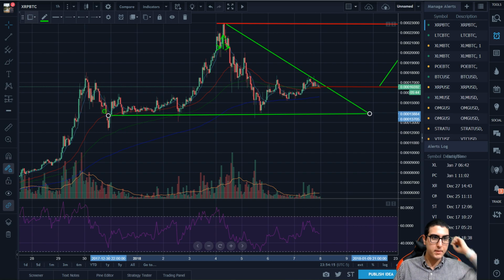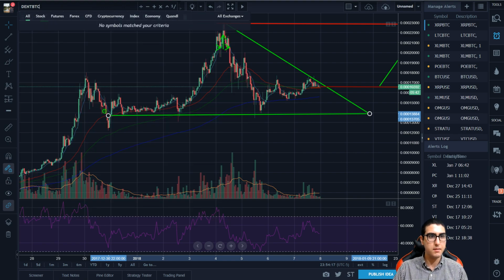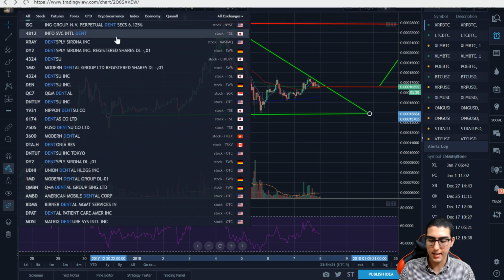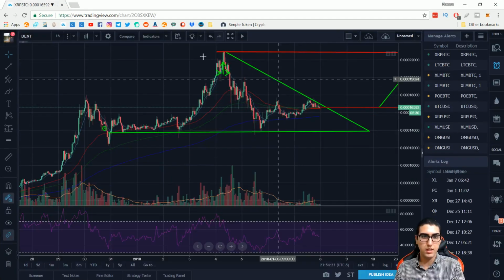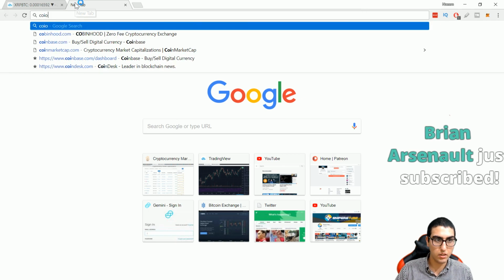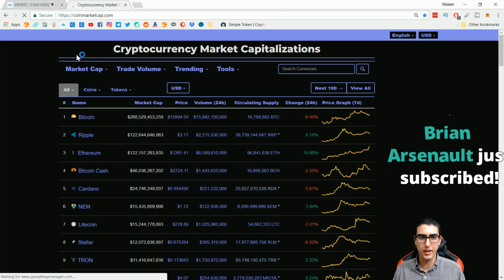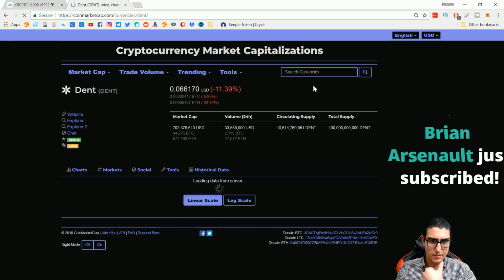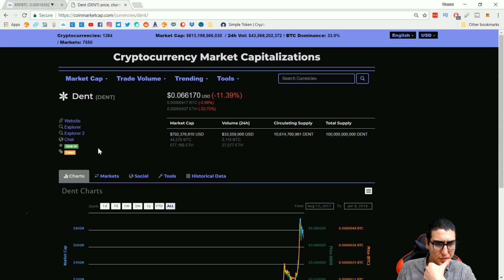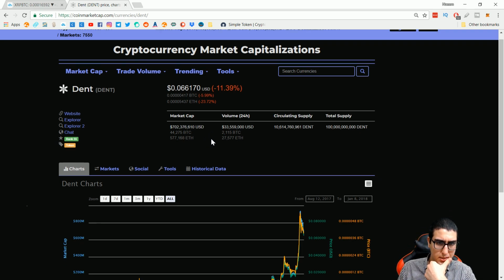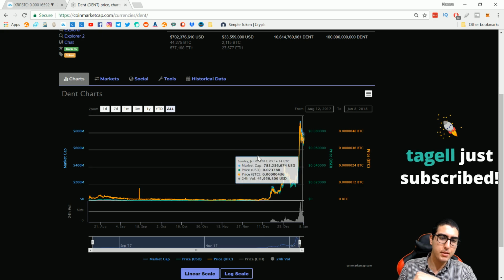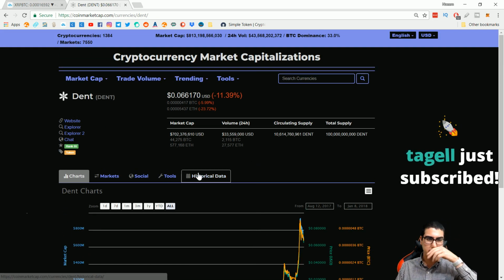So let's pull up Dent. We got a request for Dent. It's not pulling up, unfortunately. That means it's not on TradingView. So what we can do is minimize this screen and pull up CoinMarketCap, and we'll find out if Dent is on there. Let's see what we've got here. Rank number 55, $700 billion market cap. Looks like we had this huge parabolic uprising. At this point, I can't do a technical analysis on this coin.